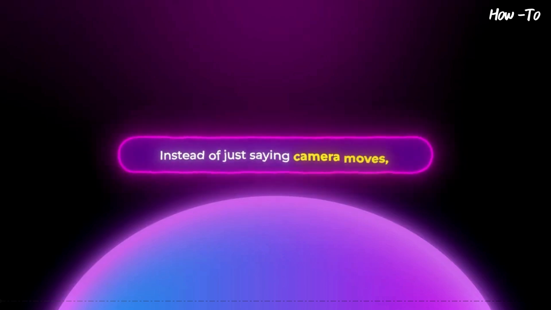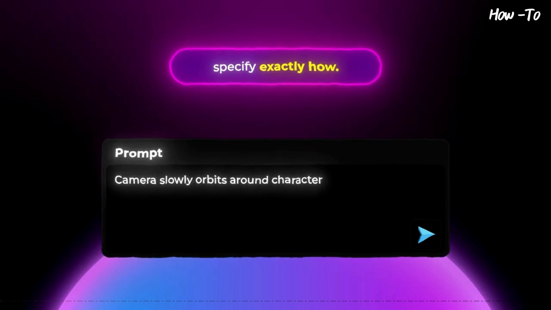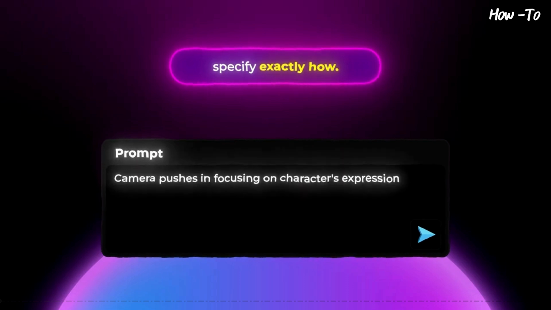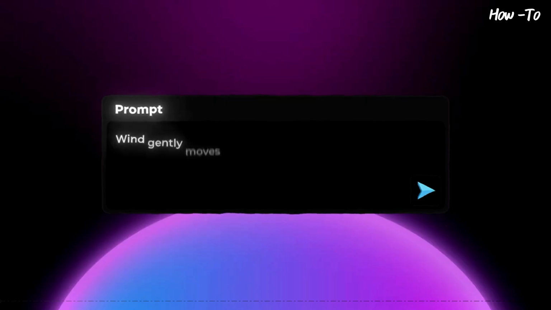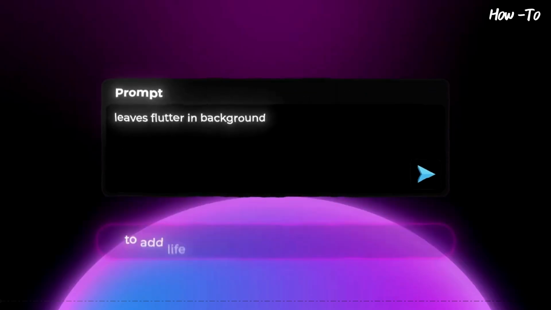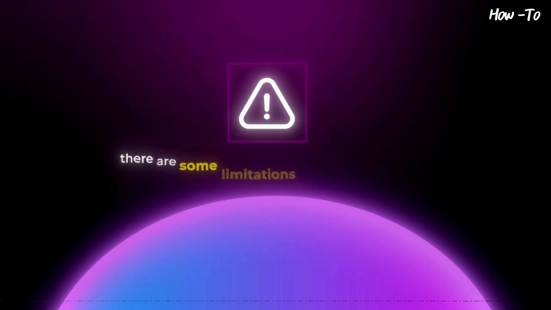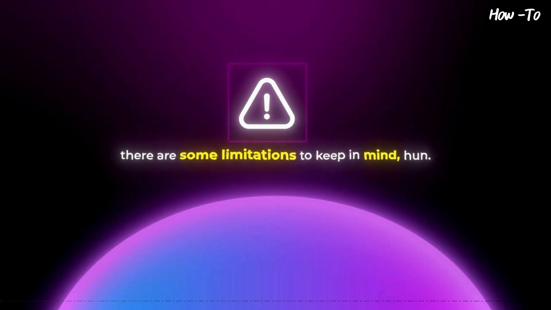Instead of just saying camera moves, specify exactly how. Camera slowly orbits around character, or camera pushes in, focusing on character's expression. Describe environmental details like wind gently moves hair and clothing, or leaves flutter in background to add life without complex character animation. While the animation technology is impressive, there are some limitations to keep in mind.